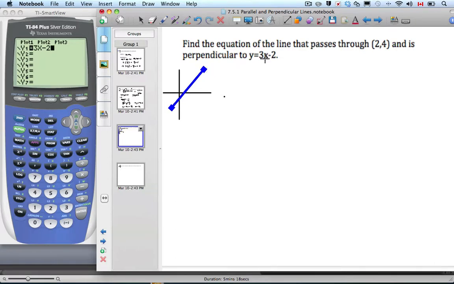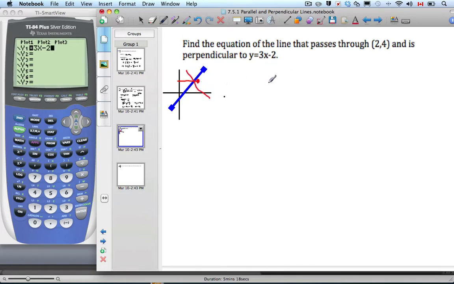Okay, and so we want the point (2, 4). We want a perpendicular line through it, so we'll just cut through right here. Something like, well, no, that's not perpendicular. There we go. Perpendicular.